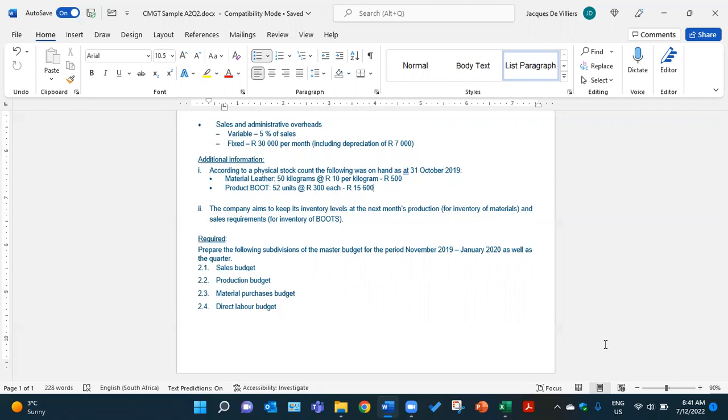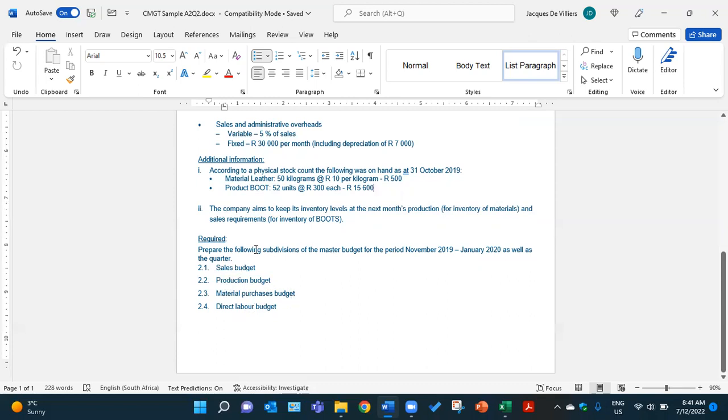And now for a change, they gave it to us in the order in which we must do it. Remember, in some of our other questions, they kind of messed up the order to see if you knew in what order to do this. But now it's in the correct order. You need the sales budget in order to complete your production budget. And then once you've completed your production budget, you will be able to do your material purchases budget and your direct labor budget. Now let's look at a couple of things here.